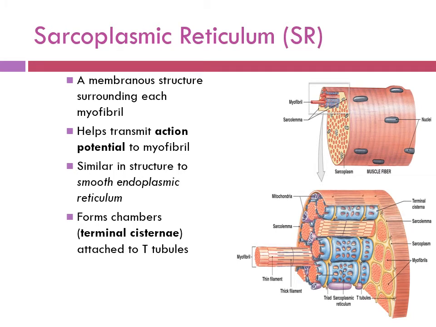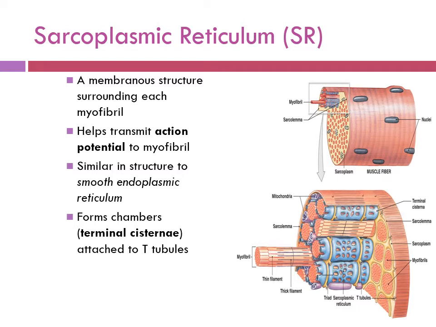So the sarcoplasmic reticulum is the membrane that surrounds each myofibril. It transmits the action potential to the myofibril, and it's stimulated by the action potential coming down the T-tubule. So in this picture here, you can see the sarcoplasmic reticulum is shown in blue. So it is really just enveloping all around those myofibrils. It's similar to smooth endoplasmic reticulum, and it functions to store calcium. That's the whole purpose of the sarcoplasmic reticulum, is calcium storage.